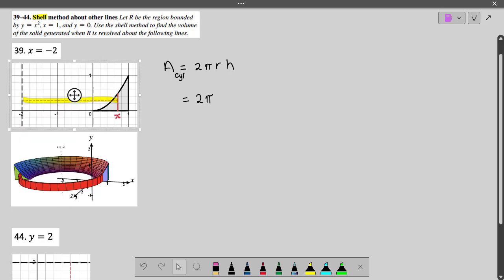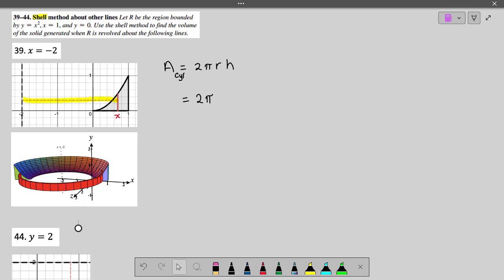Close. X plus 2. It's x minus minus 2. The right x, if you will, is just x. The left x is negative 2. To get a horizontal distance, we take the right x value and subtract off the left x value. So it would be x minus minus 2.